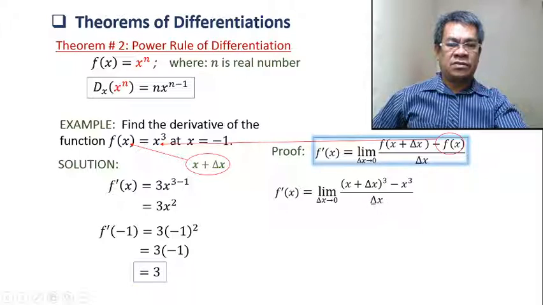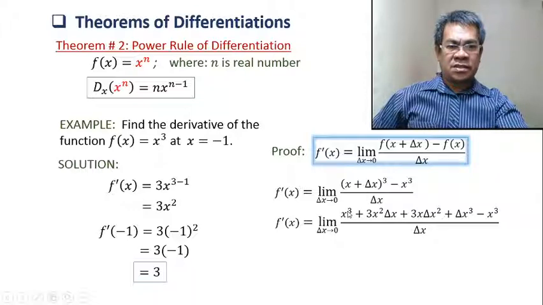So in order to do it is to remove this one. The only way to remove the delta x is to expand this one, then simplify. So if you simplify this one, this will become x cubed. Okay, recall your algebra: x cubed plus 3x squared delta x. So the exponent is decreasing, and this is the coefficient of 3.